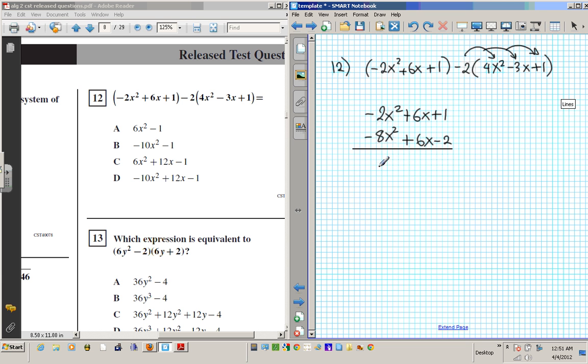So in the first term, we're going to have negative 10x squared. Add these two, plus 12x. And then combine these two, minus 1, because when the signs are different, you subtract and keep the sign of the bigger one. So our final answer for number 12 is D. Alright, let's move on to number 13.